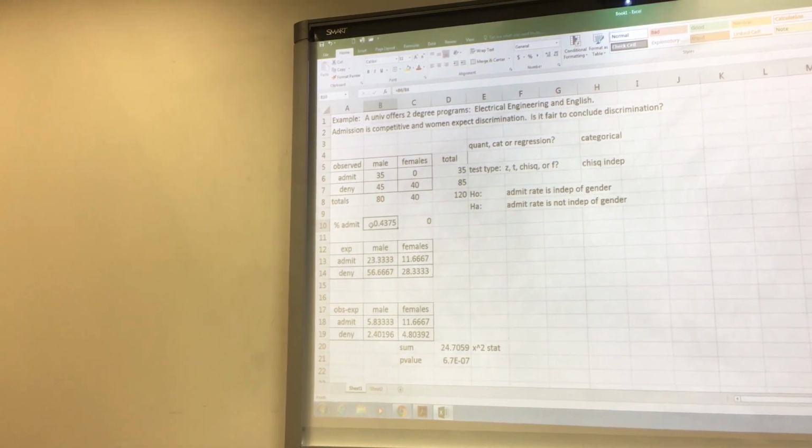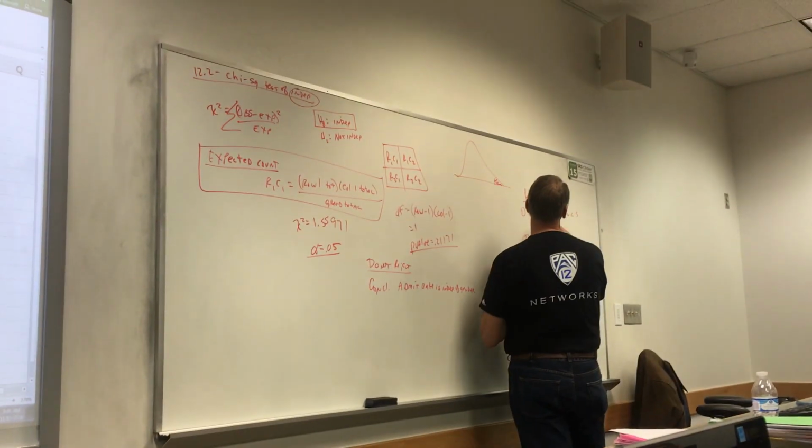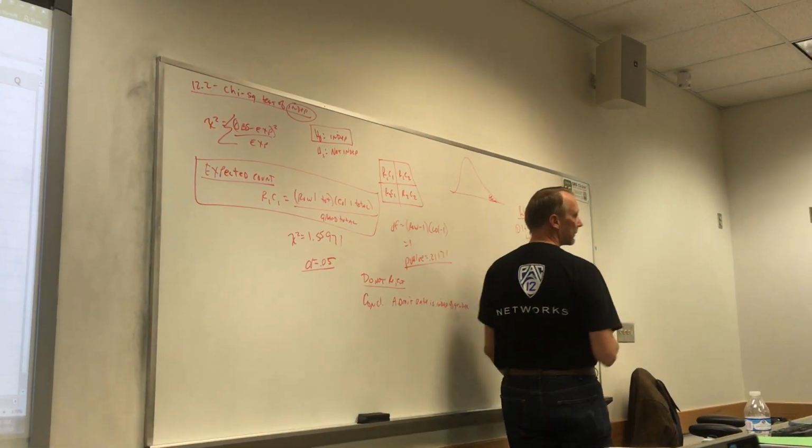Yeah, we didn't do anyone. So when you say all counts must be greater than 1, that means all your values in your tables. All observed counts. Okay, all observed. Okay?